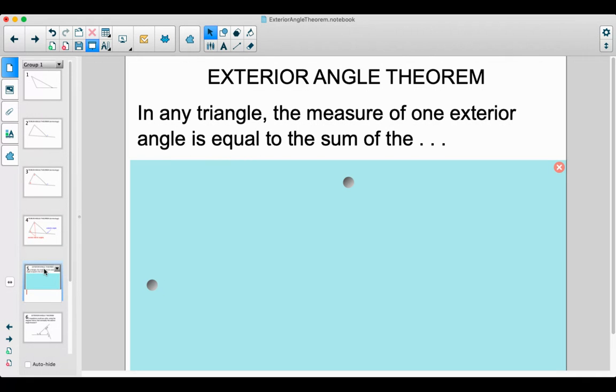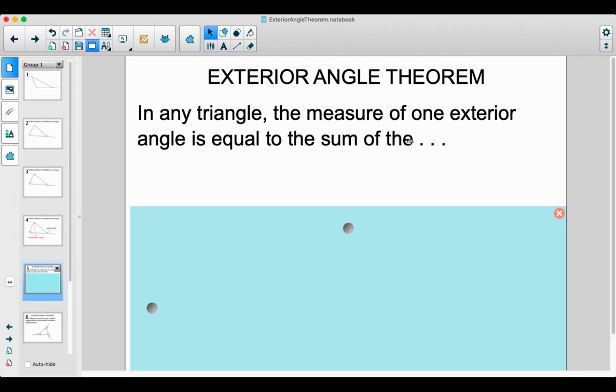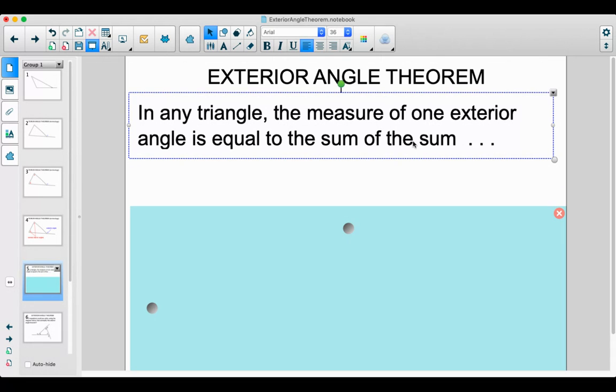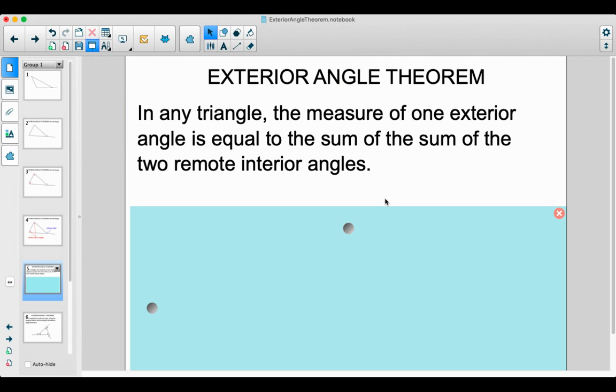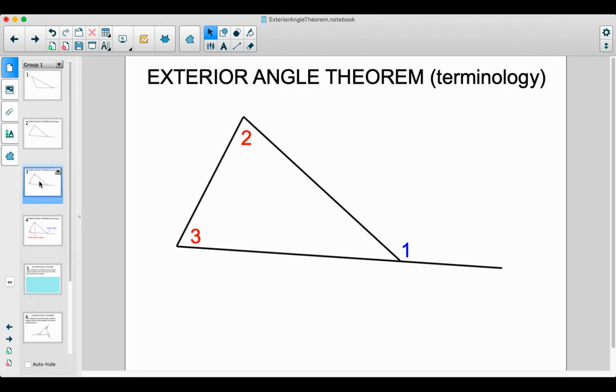And as you might recall in your little investigation, the measure of the one exterior angle is always equal to the sum of the two remote interior angles. That one angle on the outside will always be equal to the sum of the two angles that are inside the triangle, but as far away as possible from the exterior one. Again, if I go back to the diagram, pretty much saying angles 2 plus 3 will always equal angle 1.